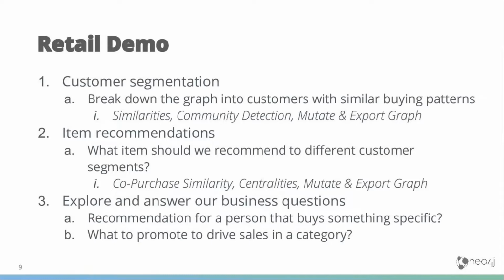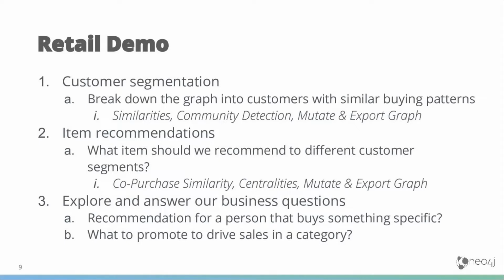So taking a look at that, what we did in the first session, in case you missed it, we did some algorithms and some Cypher to look at similarities and break down the graphs into customers that have similar buying patterns. We used the Louvain community detection algorithm. We did some mutate in memory and then exported that graph out. Then we looked at the items themselves and whether we could look at items that are co-purchased in different groups. So looking at different communities, do they tend to buy things together differently than other people in a different group? And so we looked at similarity.